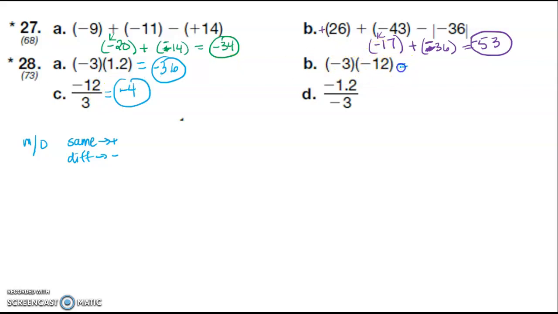-3 times -12, same sign, gives you positive. And here we have same sign, which is going to give us a positive 0.4.